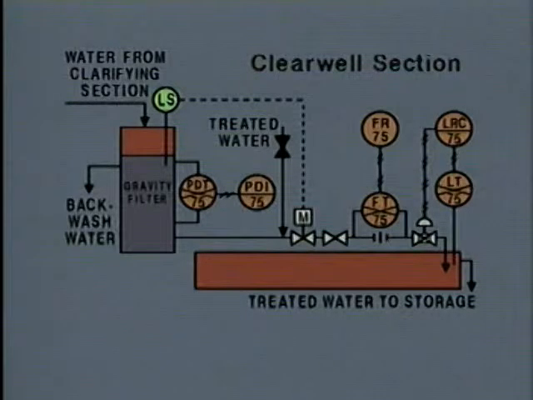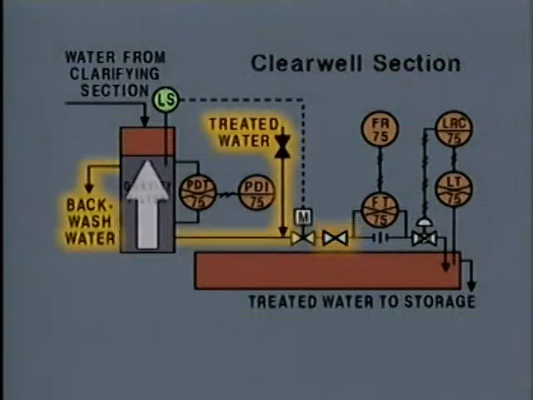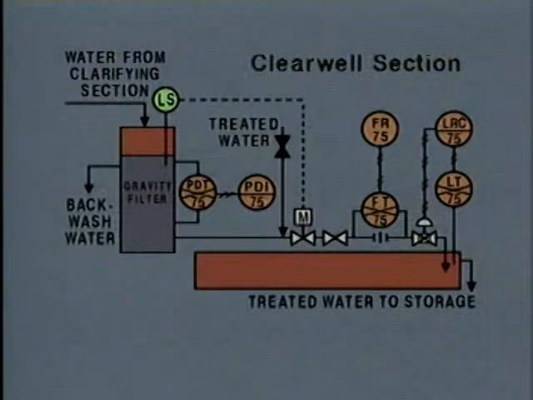When this happens, the filter must be taken out of service so that it can be cleaned. To clean the filter, this isolation valve is closed to stop flow into the clear well, and the filter is backwashed with treated water to remove the trapped material. Then the filter is returned to service.